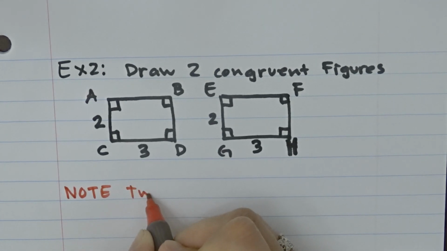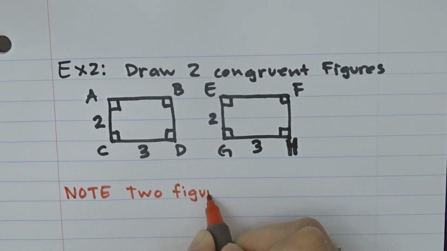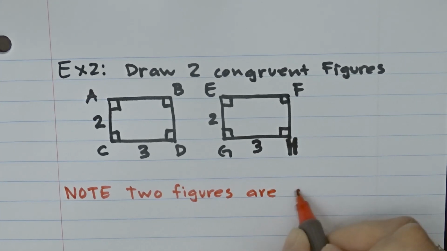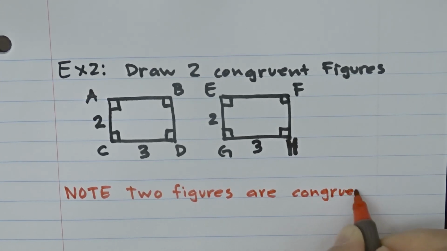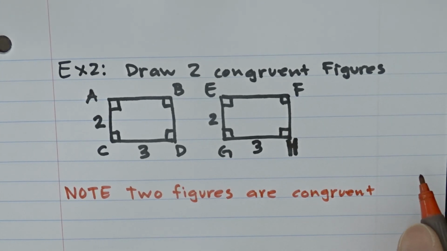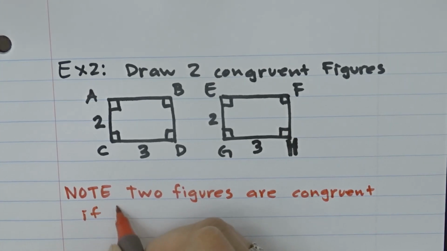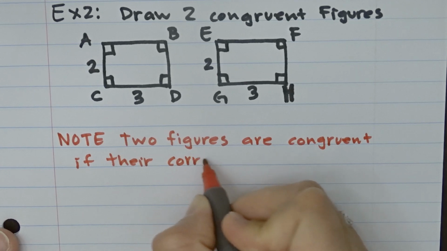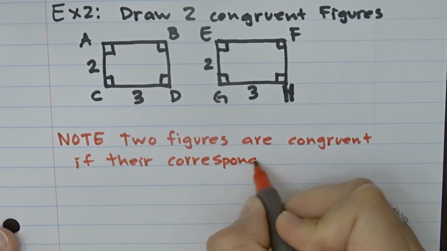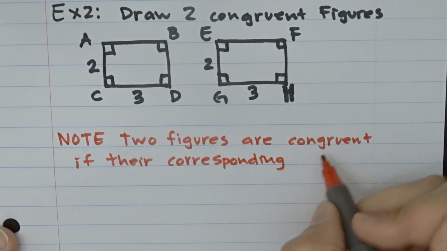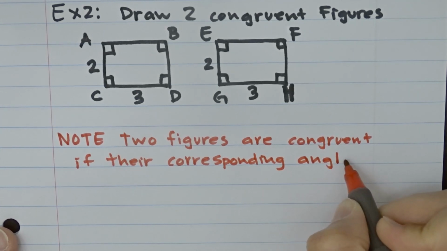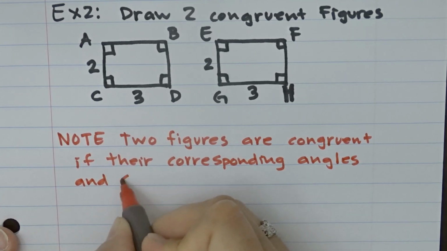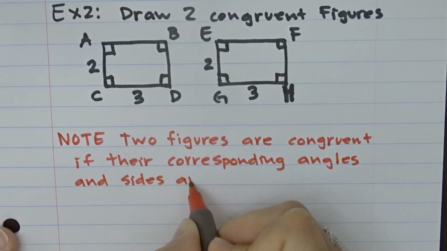Two figures are congruent, which means exactly the same size and shape, if their corresponding angles and sides are congruent.